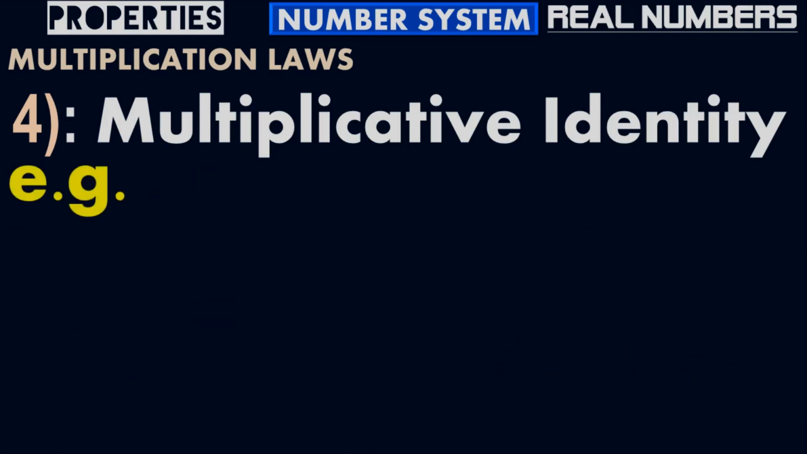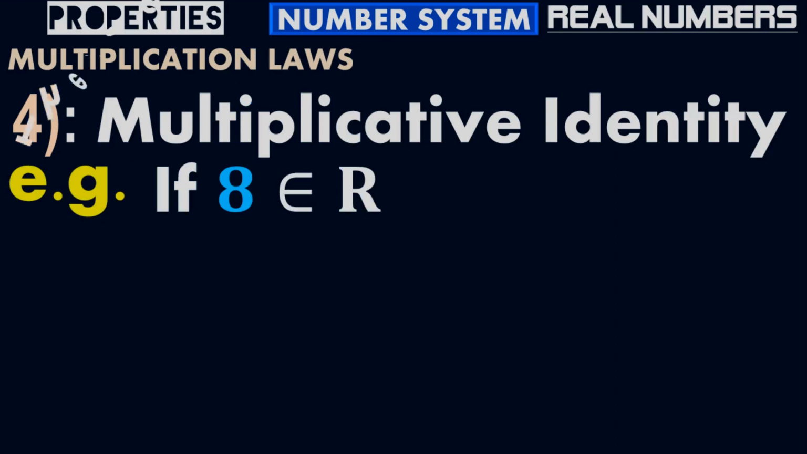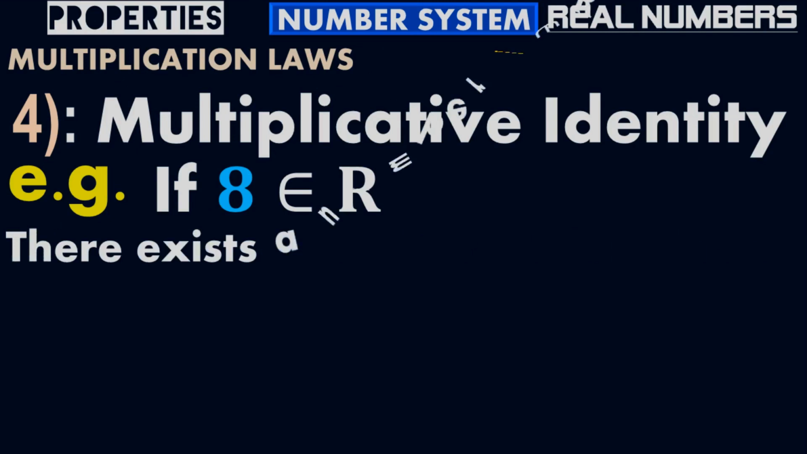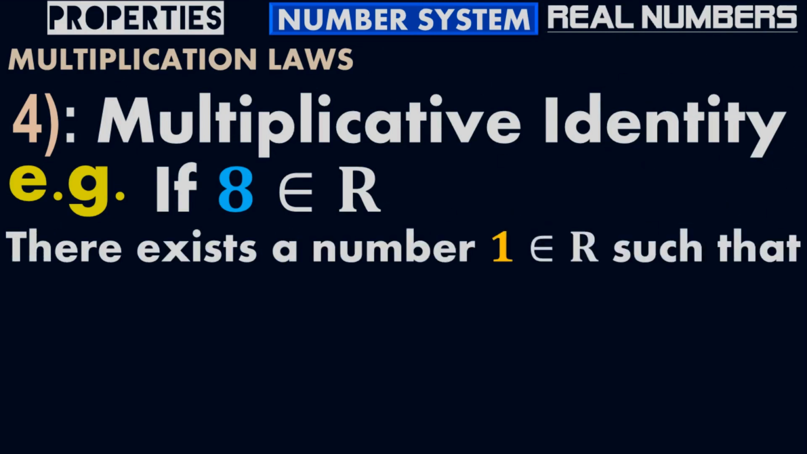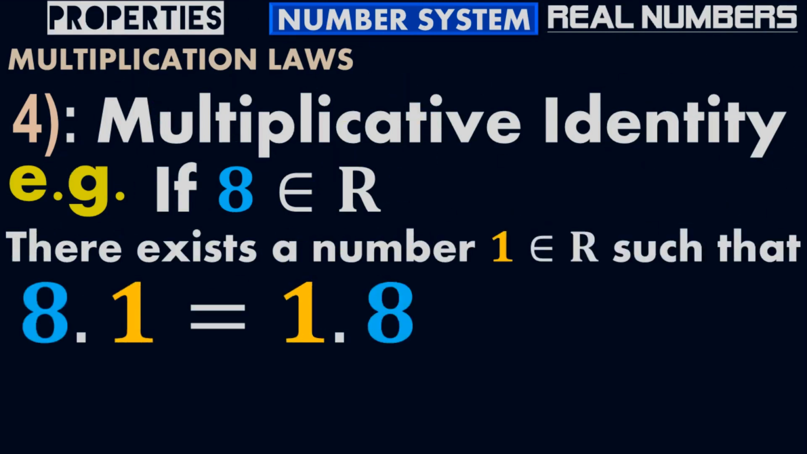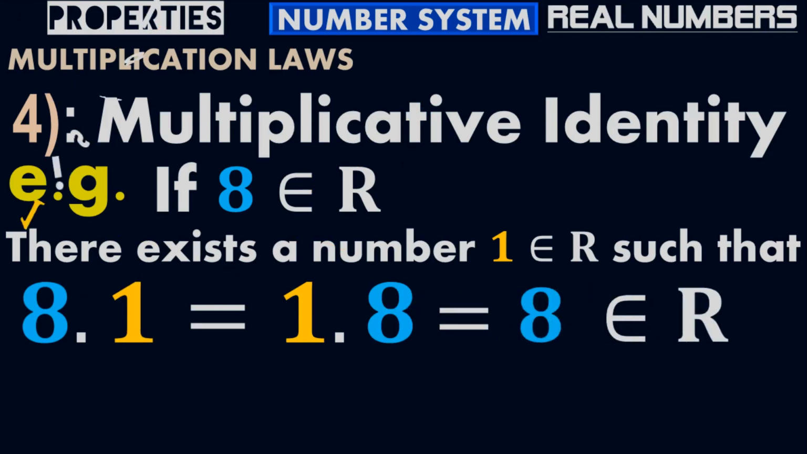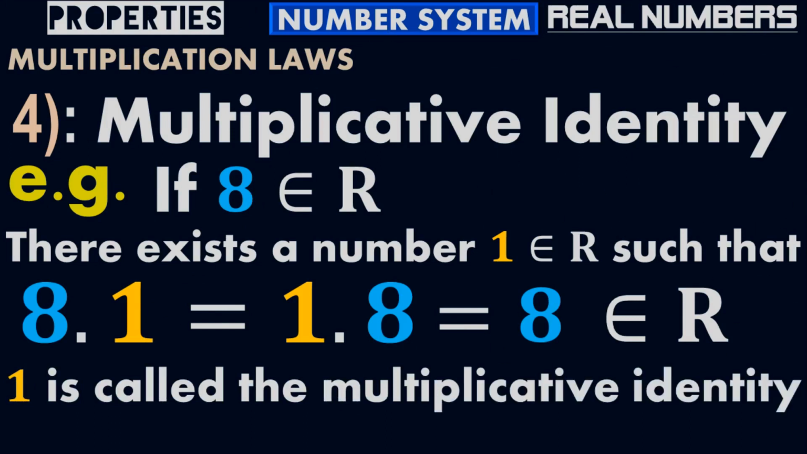Let me give you a proof. If a equals 8, what is 8? 8 belongs to the real numbers. Then there exists a number 1 which belongs to the real numbers such that 8 times 1 equals 1 times 8 equals 8, which belongs to the real numbers. So this one is called the multiplicative identity.